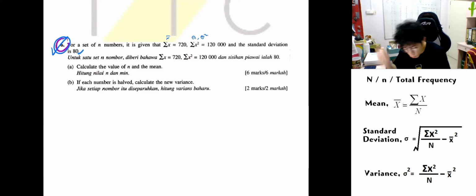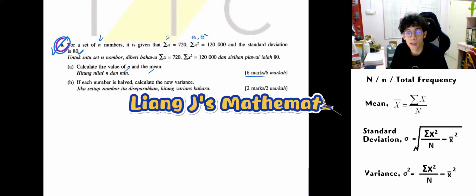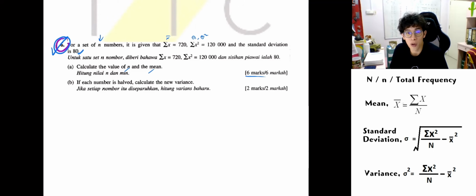Now which is the n? Later we can work it out. Then they say calculate n and the mean. This one is easy. What do I mean by easy? Don't get too triggered by the six marks there. You need to find two unknowns, each unknown 3 marks, which is reasonable. It's not like you have to get only one unknown; you have to get 2 unknowns, so it's okay. Not that bad. So question A, everybody.